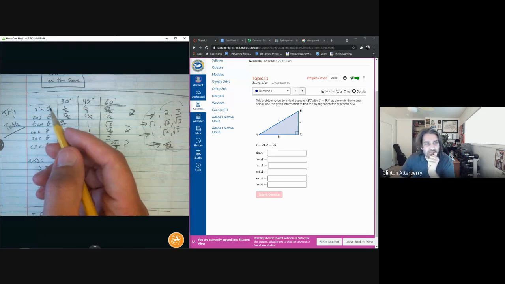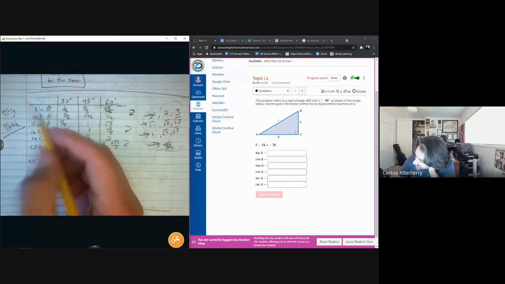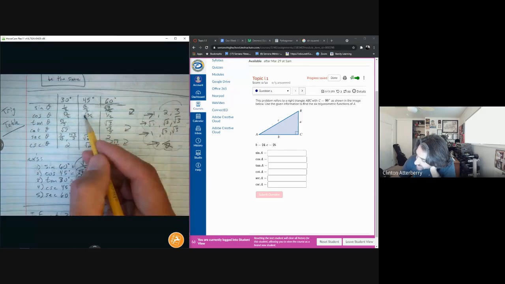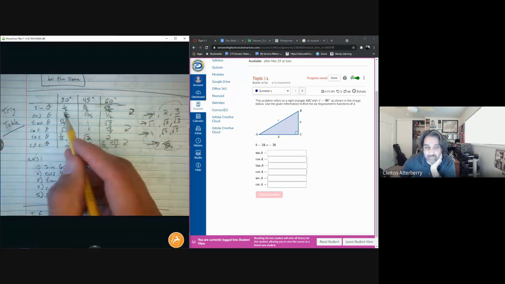Cosine is just the backwards version of it. So instead of 1 over 2, 1 over 2 is on this far side. Square root of 2 over 2, well, that's just over here in the middle also. Square root of 3 divided by 2, well, that's going to be over here on the left side. So you see how it kind of goes backwards.